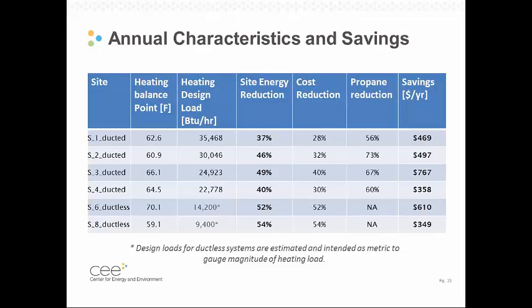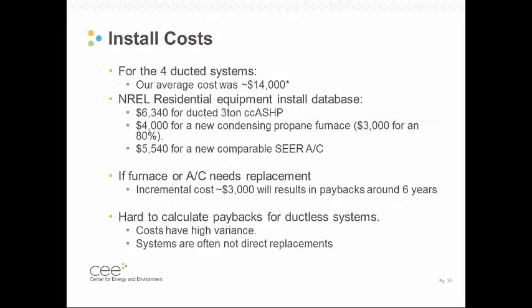And then the other category we looked at here is propane reduction. So you can see over 50% reduced propane usage at all of the ductless sites. And then we also have the dollars per year saved at each home. And so you can see it's a big range. The heating loads differ, the amount of propane usage differed at these houses, things like that. So we have a pretty big range of savings, but around $500 a year on average.